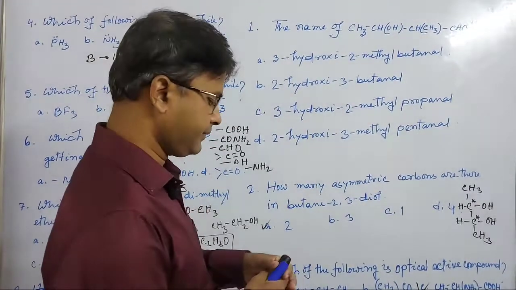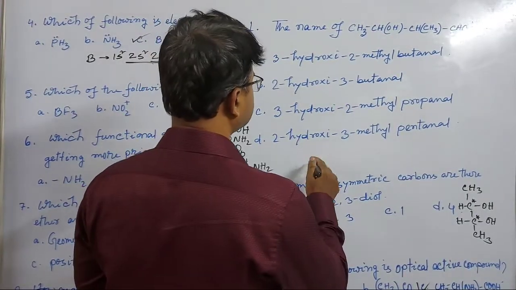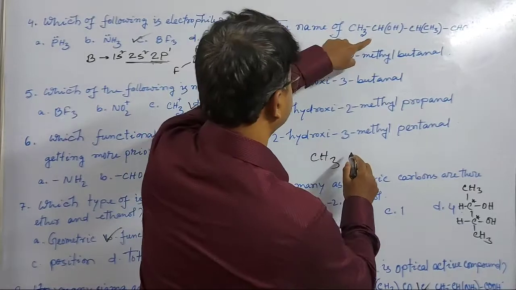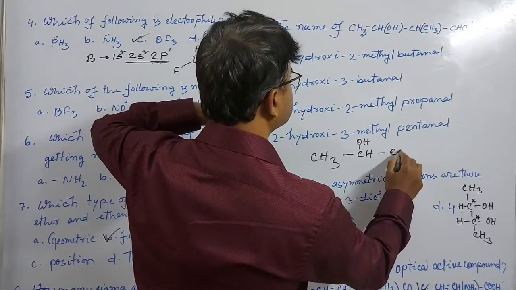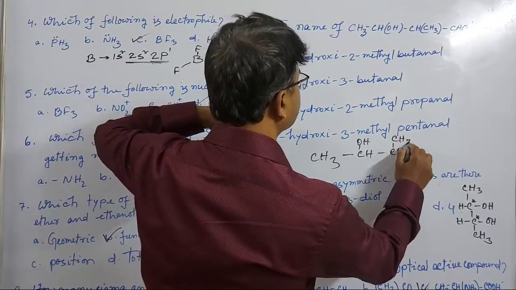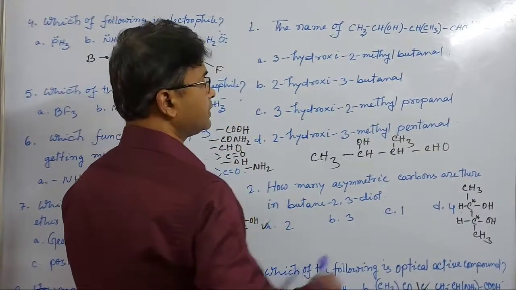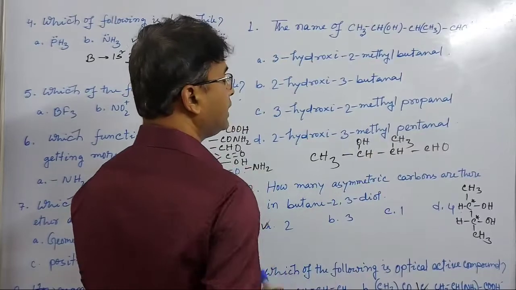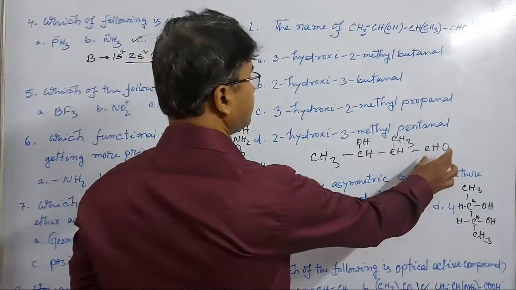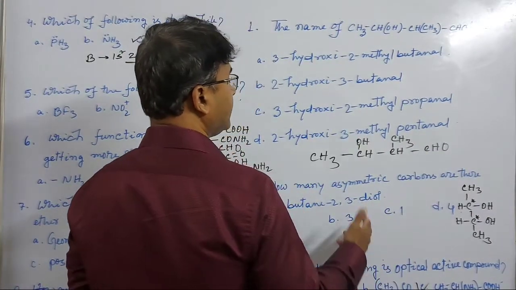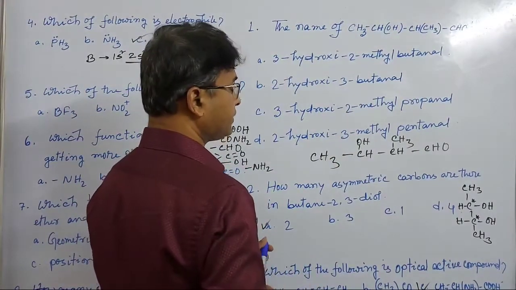If I write the formula of this compound, it is seen that CH3, CHOH, CH3 CHOH. It is seen that there are two functional groups. One is aldehyde group and another is alcoholic group. But in the order of priority of functional groups, the position of aldehyde group is higher than that of alcoholic group. That's why I have to start the numbering from the right side.